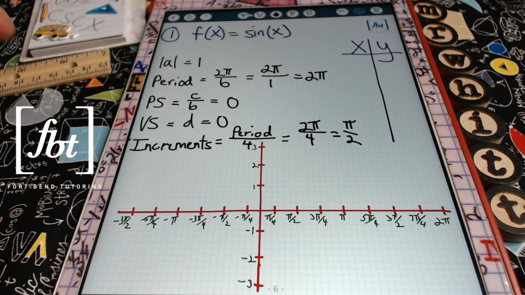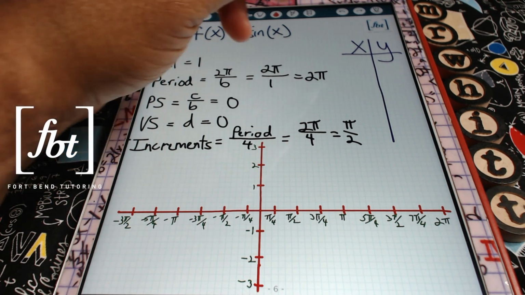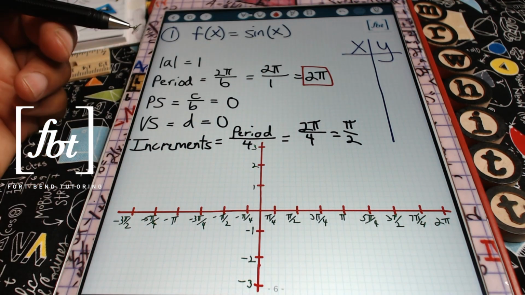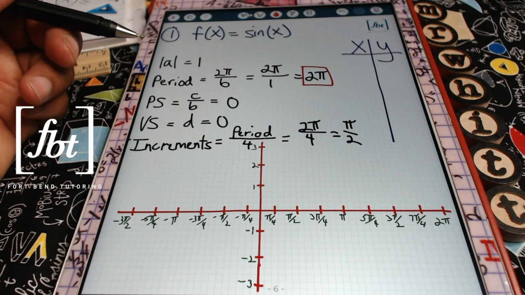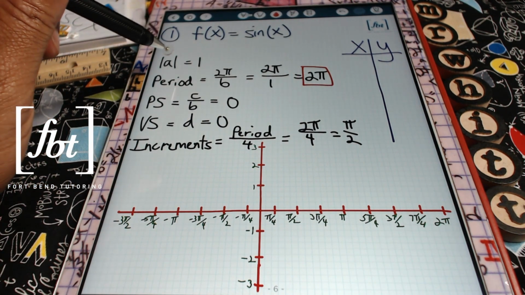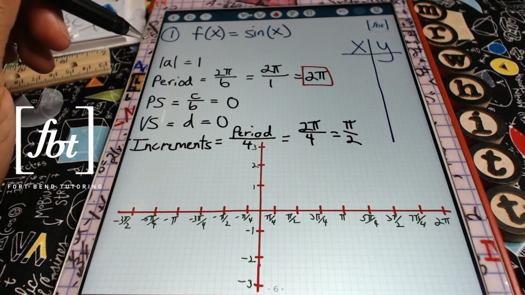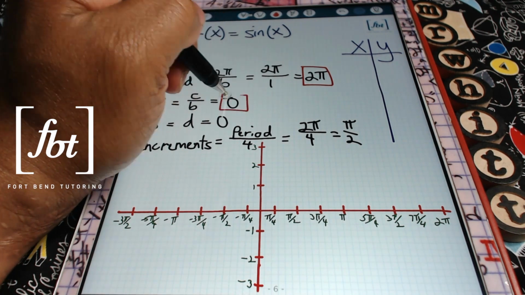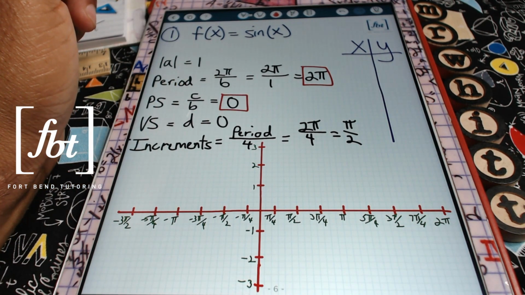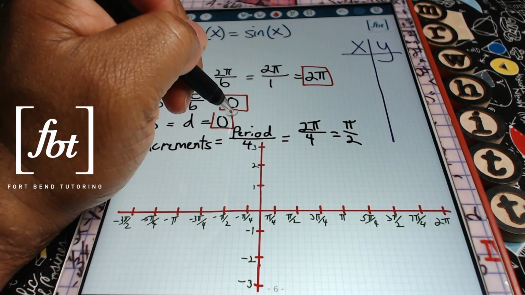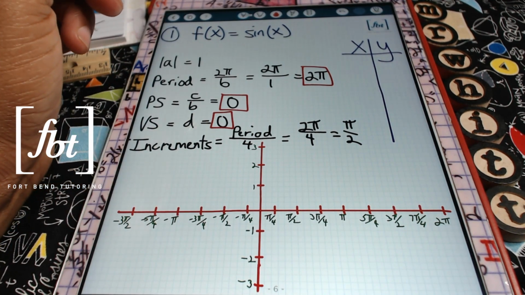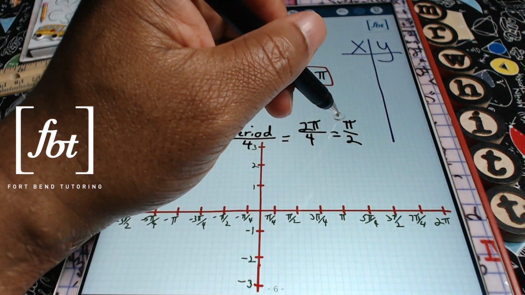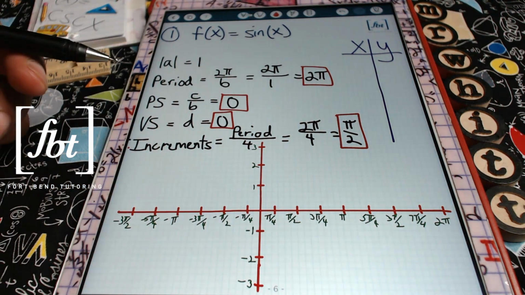Red, box it. What we'll actually be boxing up is the fact that our period is 2 pi, because that'll be the same value for our cosecant function. Remember that cosecant doesn't have an amplitude, so we're going to leave that out of the red boxing process. We do have a phase shift of 0, which is important to keep up with, and a vertical shift of 0. Then we also have increments of pi over 2, something we want to keep in mind.